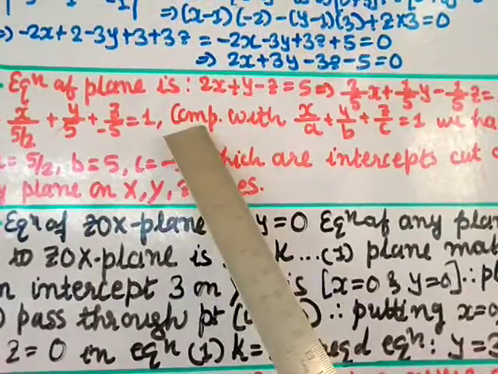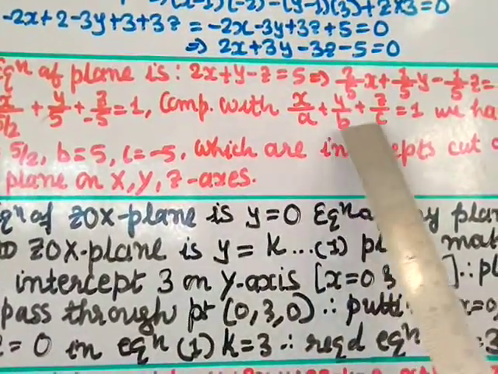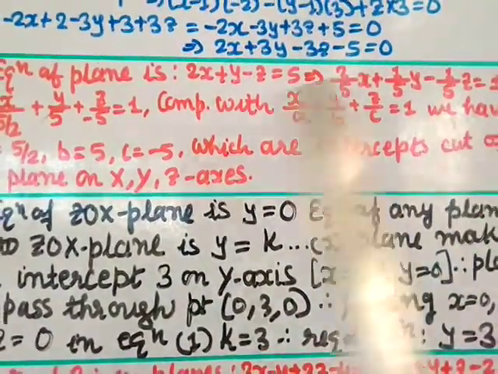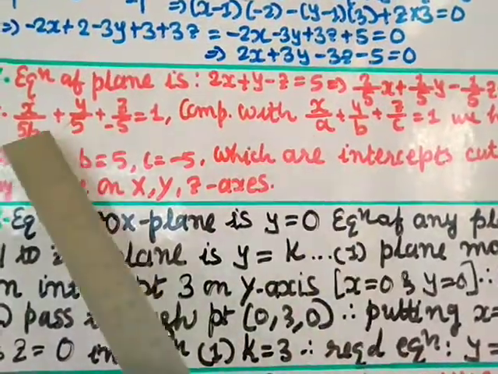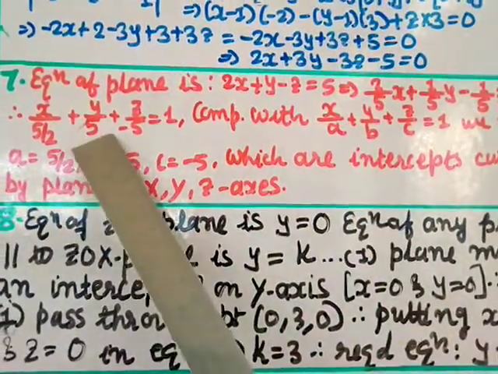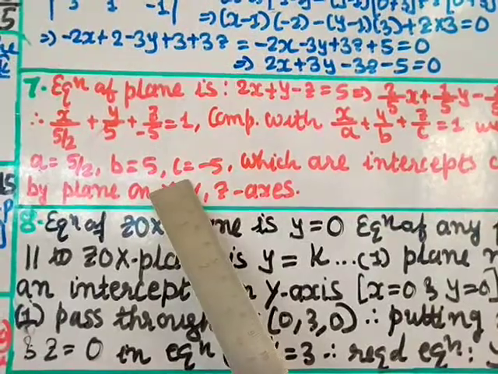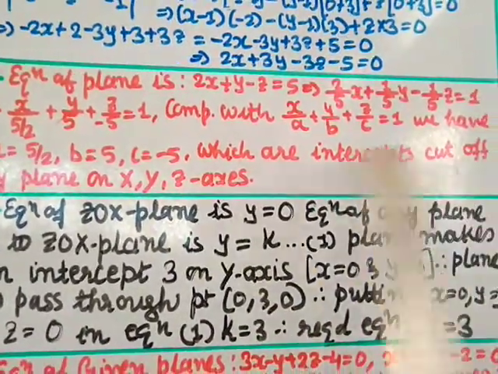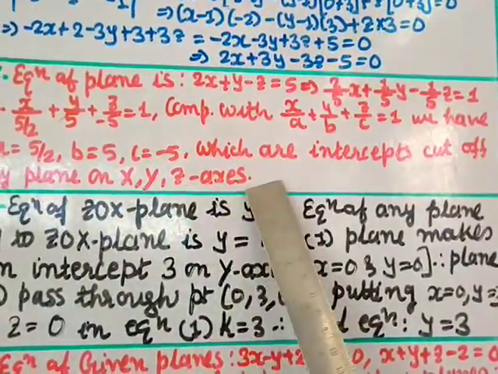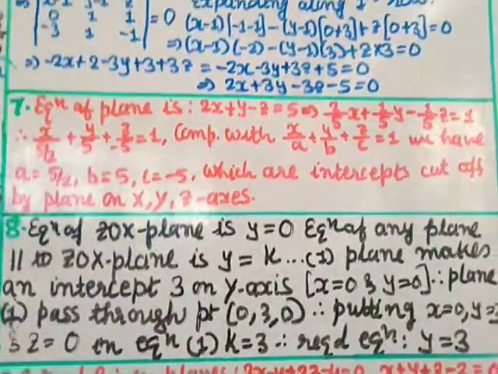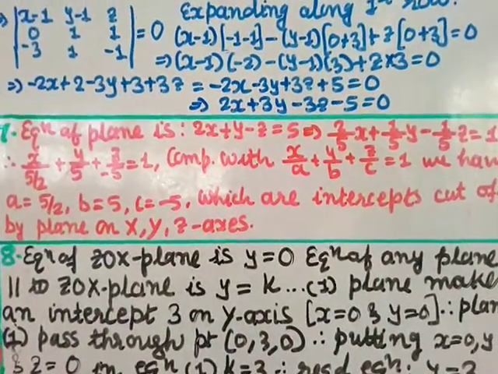Now comparing with x by a plus y by b plus z by c equal to 1, we have a value as 5 by 2, b value is 5, and c value is minus 5, right? Which are the intercepts cut off by the plane on the x, y, z axis. So these are the intercepts cut off by the plane on the x, y and z axis.